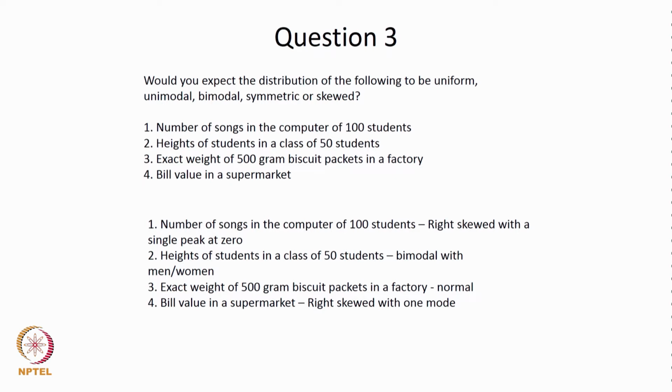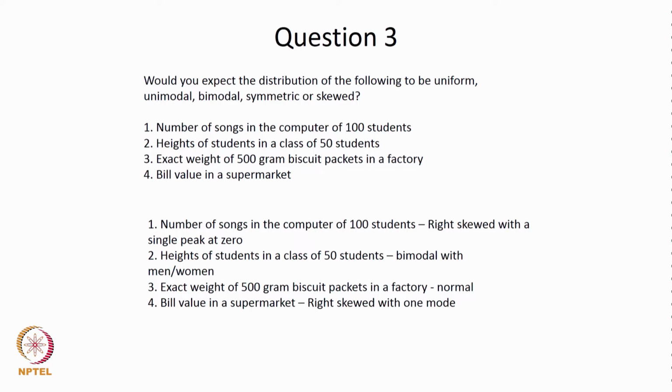So, we have also given the answers below for a ready reckoner. Uniform distribution means roughly they are all of the same size. Unimodal, there is a single mode. Bimodal, there are two modes. Symmetric, the normal was symmetric about the mean. Skewed, which represents the tail.